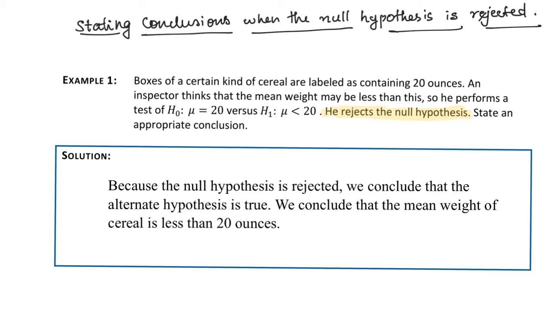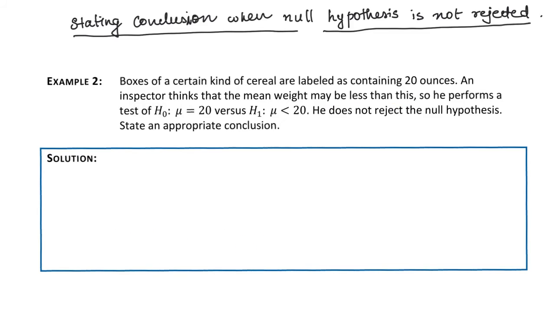Since he rejects the null hypothesis, we conclude that the alternate hypothesis is true. So we conclude that the mean weight of the cereal is less than 20 ounces. How to state a conclusion when the null hypothesis is not rejected?